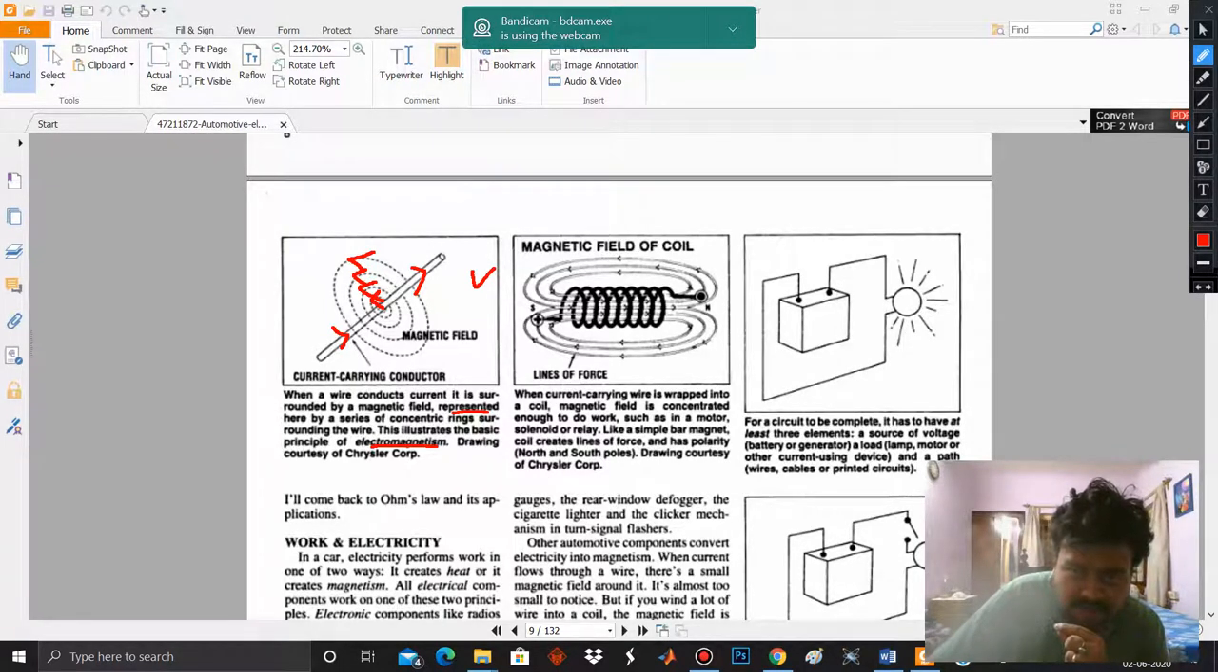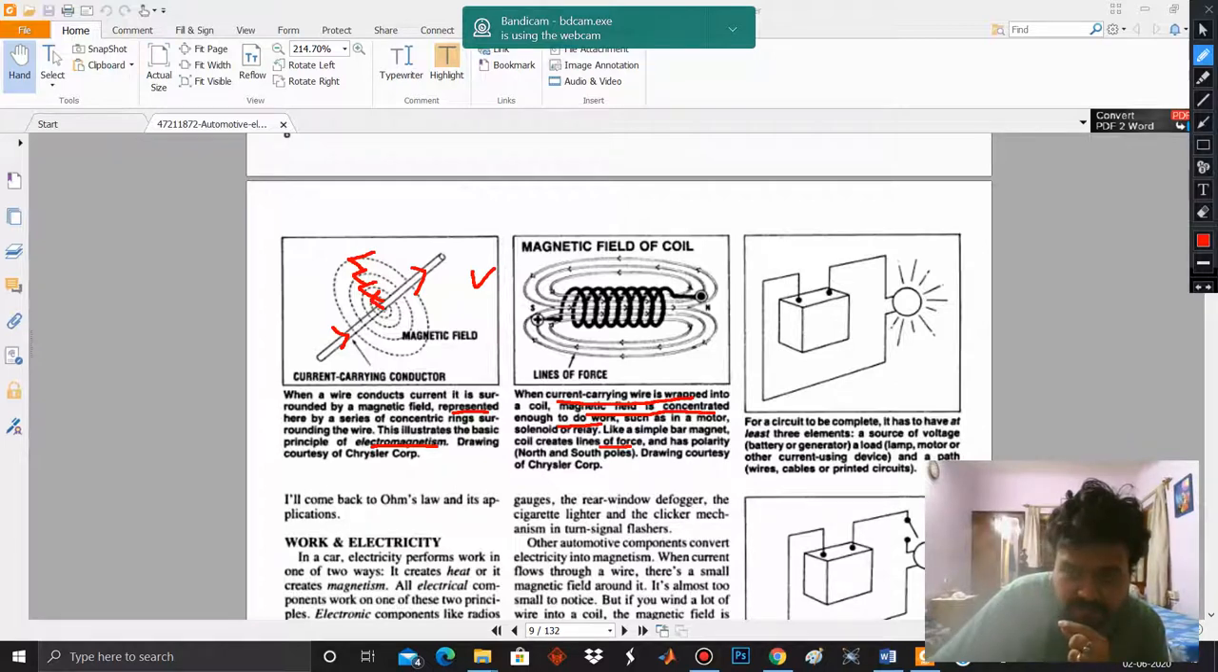Similarly, if that conductor is formed in the form of a coil, what happens in a coil? When a current carrying wire is wrapped into a coil, the magnetic field is concentrated enough to do the work, such as in a motor, solenoid or relay. Let us take the example of a bar magnet. The coil creates lines of force and has polarity.